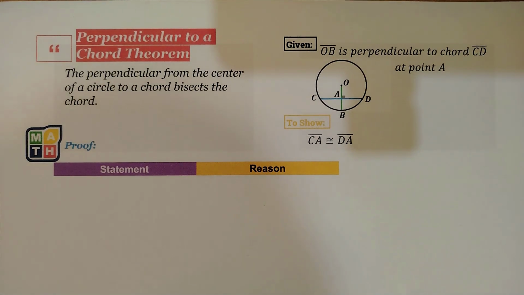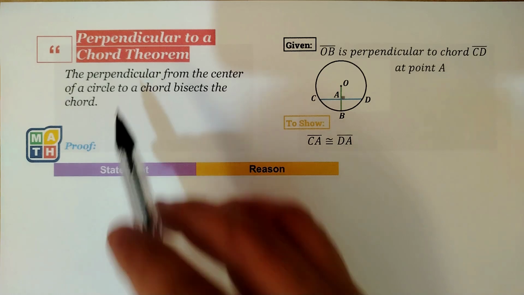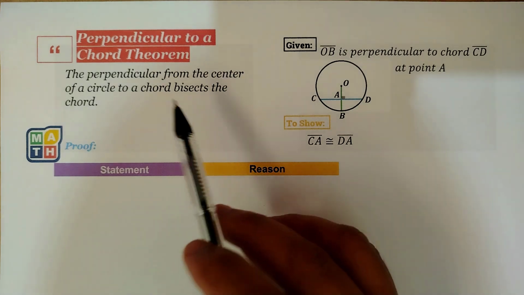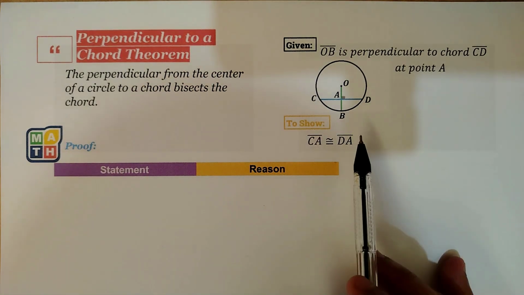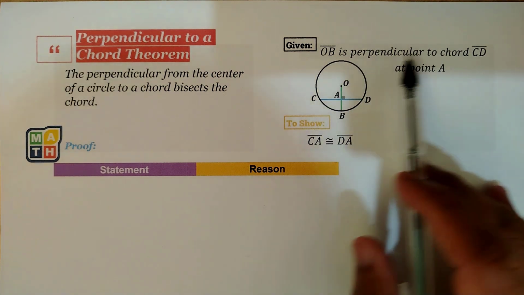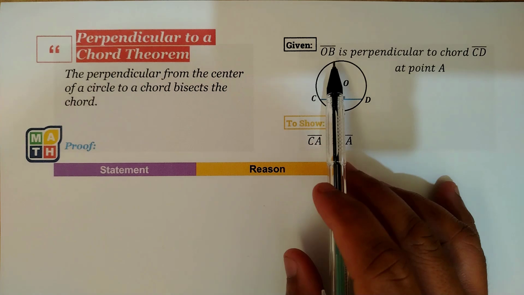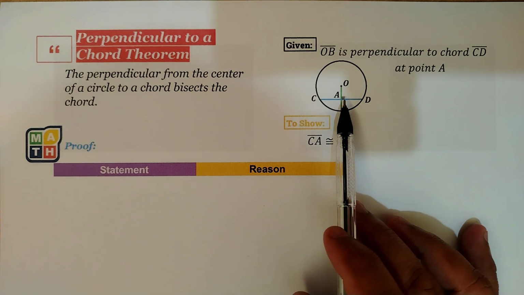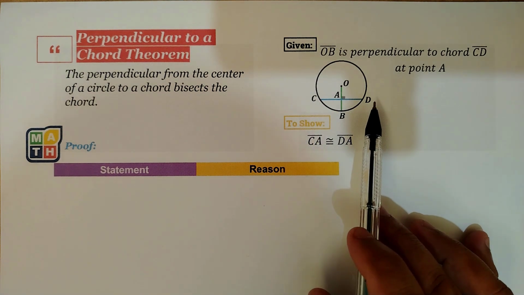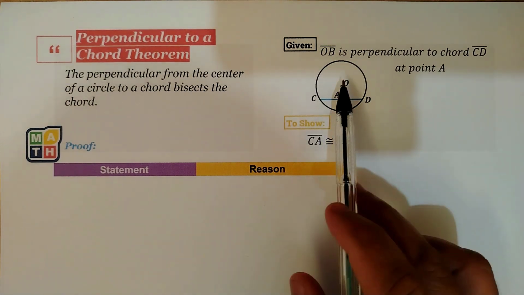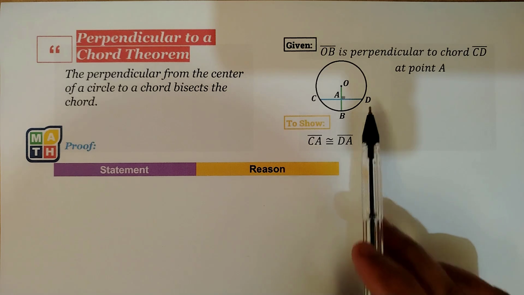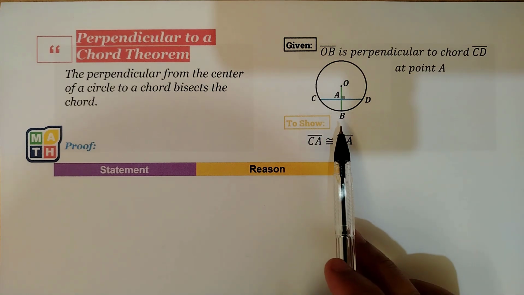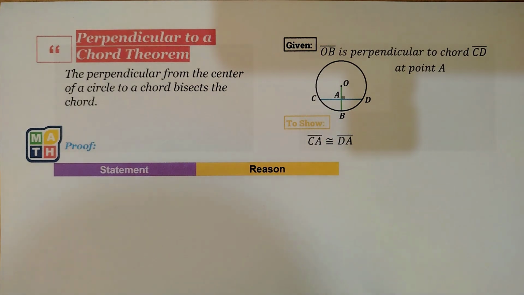This theorem is the perpendicular to a chord theorem, which tells us that the perpendicular from the center of a circle to any chord bisects that chord. Just like this here, segment OB is perpendicular to chord CD at point A. And as you can see, O is the center of the circle, so segment OB passes through the center and it's perpendicular to chord CD. We need to show that this line bisects our chord CD, and show that segment CA is congruent to segment DA, to show that this really bisects our chord.